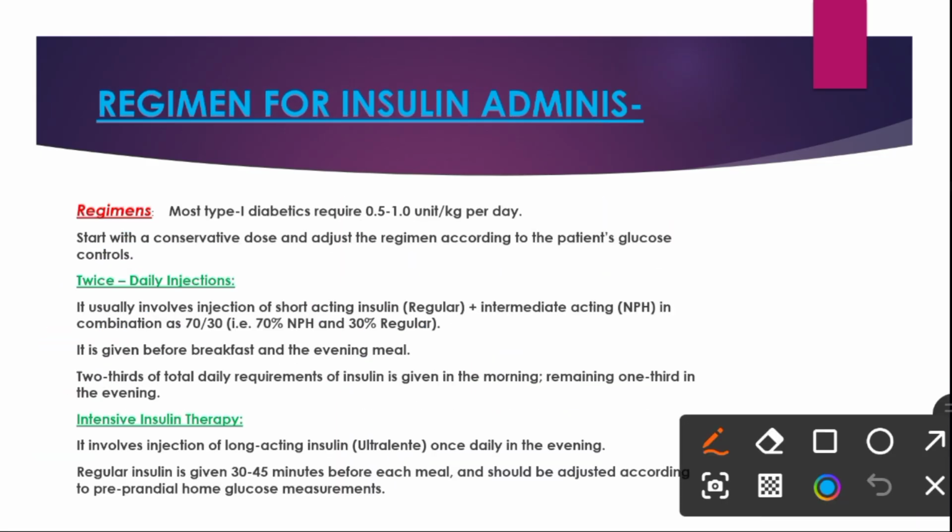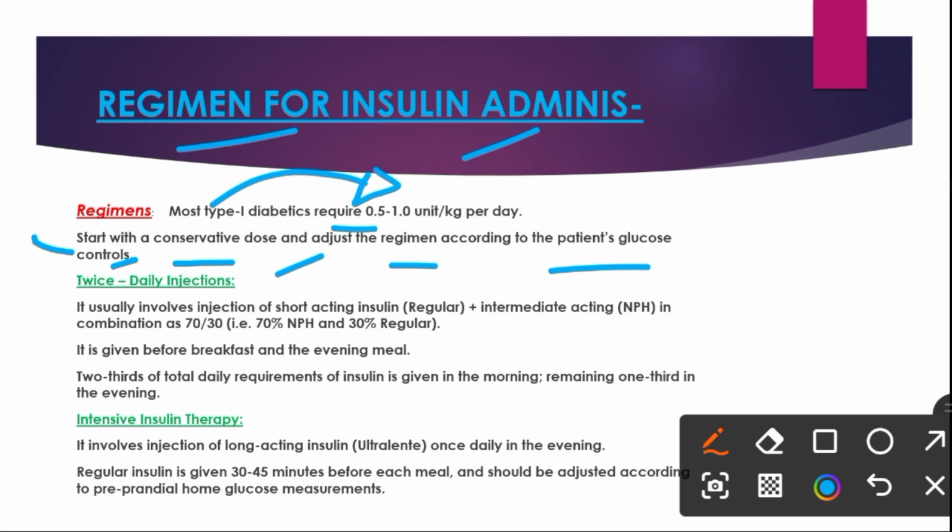Next is the regime for the insulin administration, meaning how will we administer the insulin to a patient. So we usually start the insulin with a conservative or small dose, and then adjust the insulin according to the patient's glycemic control. And most of the type 1 diabetic patients require insulin of about 0.5 to 1 unit per kg per day.